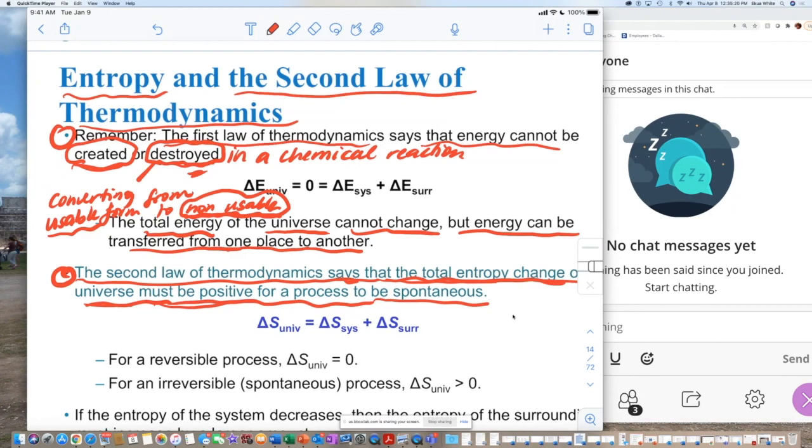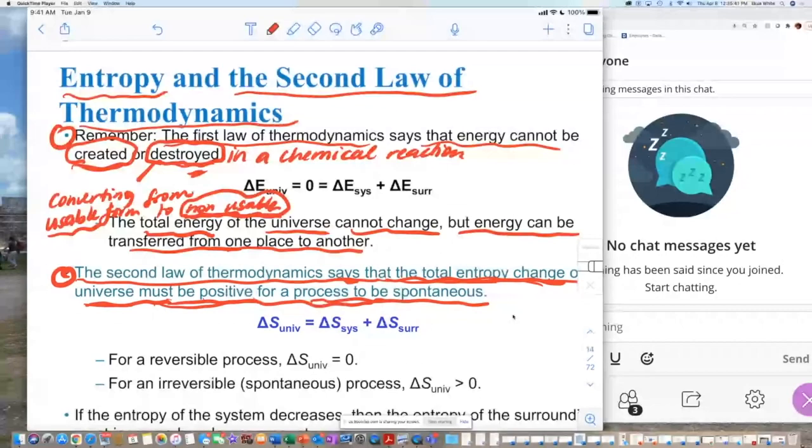As we're sitting here talking, things around us are getting from less random to more random, because this is just natural. In the universe, things are getting more random, more spontaneous. The total entropy must be positive for this process.